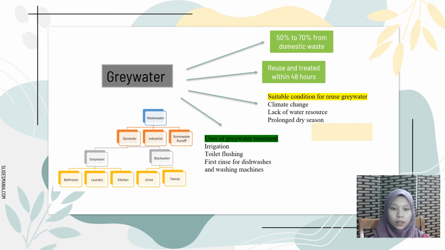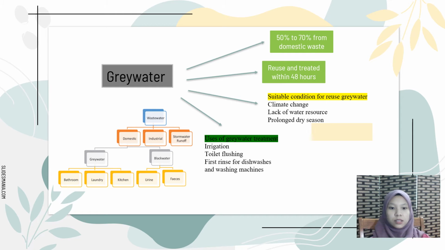Literature review. Greywater. Greywater production in a range 50% to 70% from domestic waste, and greywater can be reused and treated within 24 hours. And the suitable condition to reuse the greywater is during climate change, lack of water resource, and prolonged dry seasons. So the greywater can be used for irrigation, toilet flushing, first rinse of dishwashers, and washing machine.